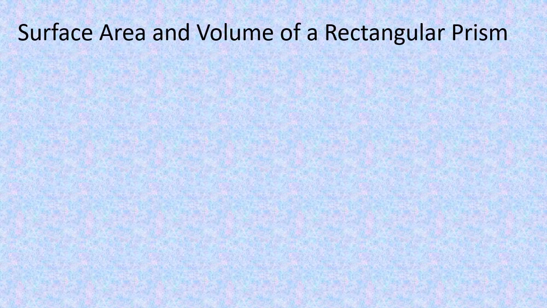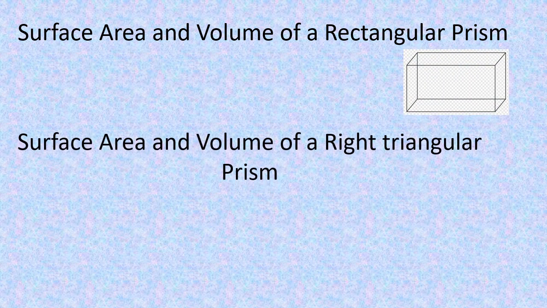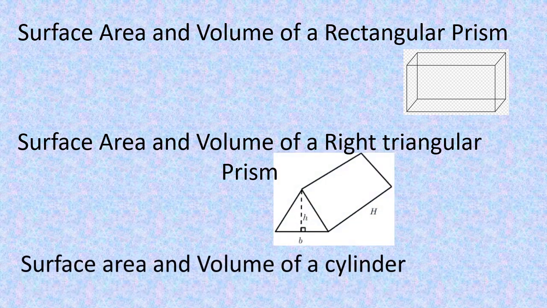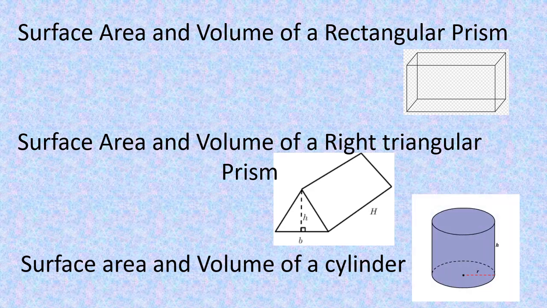We finished off in our last lesson with area and perimeter of certain shapes, and today we're going to start off by looking at volume and the surface area of three different shapes. The first shape is the surface area and volume of a rectangular prism, then the surface area and volume of a right triangular prism, and lastly, the surface area and volume of a cylinder. So over the next 3 days, we're going to look at these separately, and today we're going to start by focusing only on the volume and surface area of the rectangular prism.